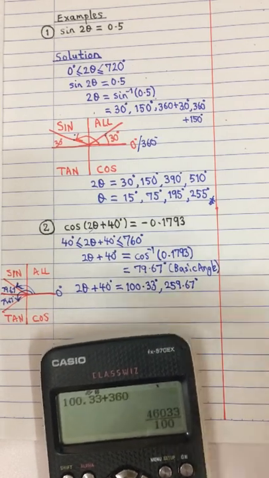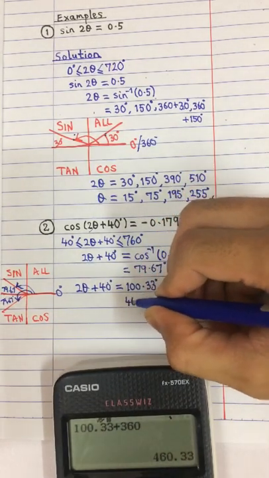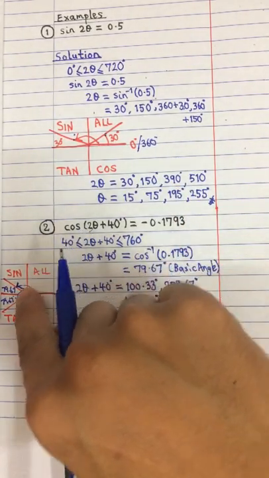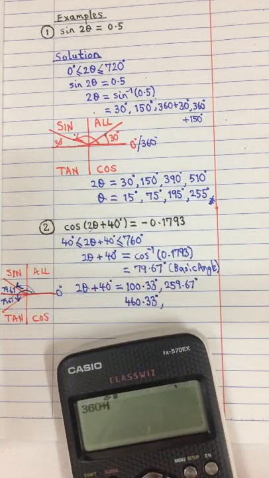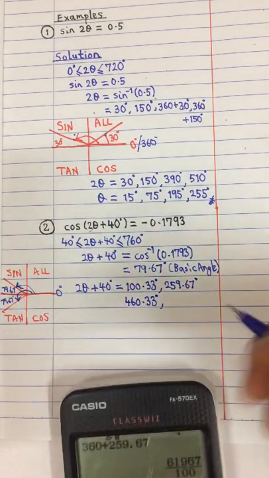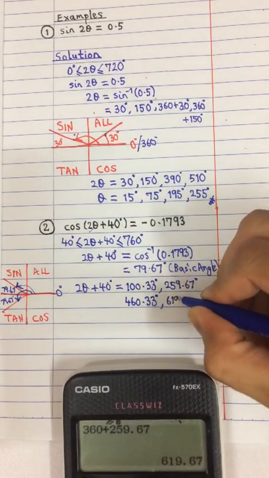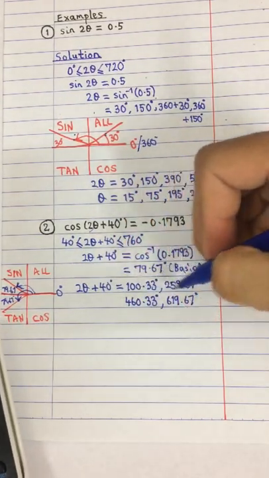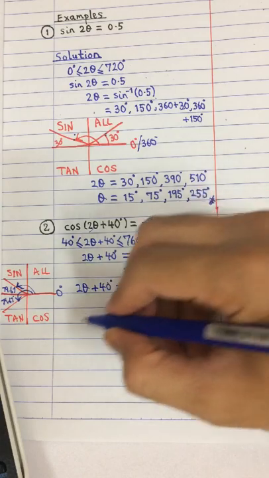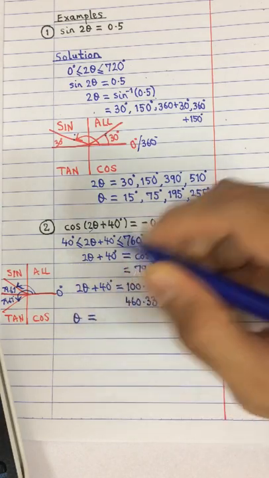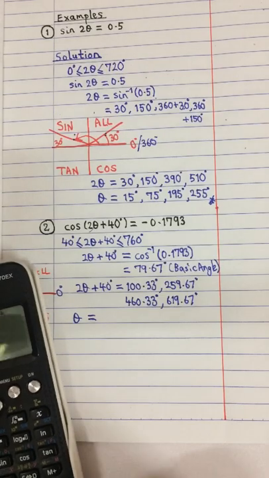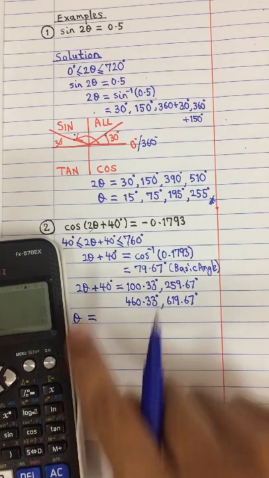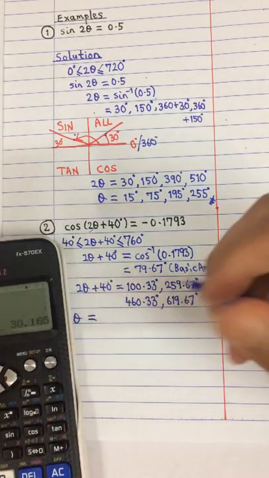100.33 plus 360 gives you 460.33 degrees. And then same goes here, you have to plus 360 because you are going another round. So 360 plus 259.67 gives you 619.67. Now you have 2 theta plus 40 equals to each of these angles, so you have to do it one by one. For the first value, 100.33 minus 40, and then after you minus, you have to divide by 2.